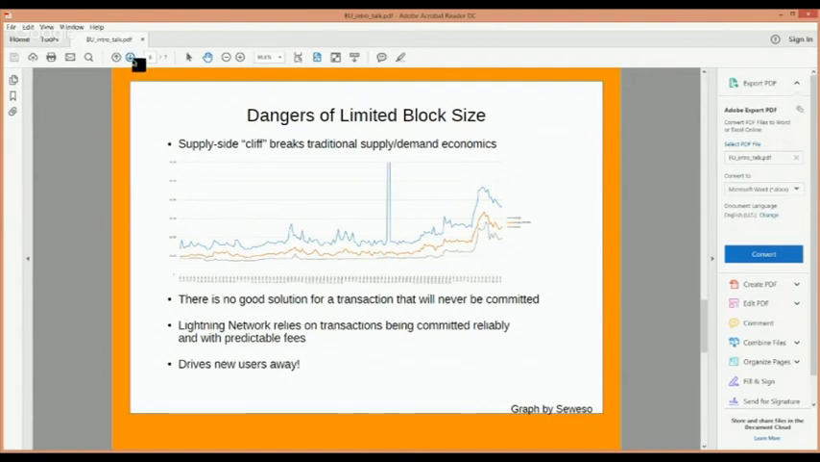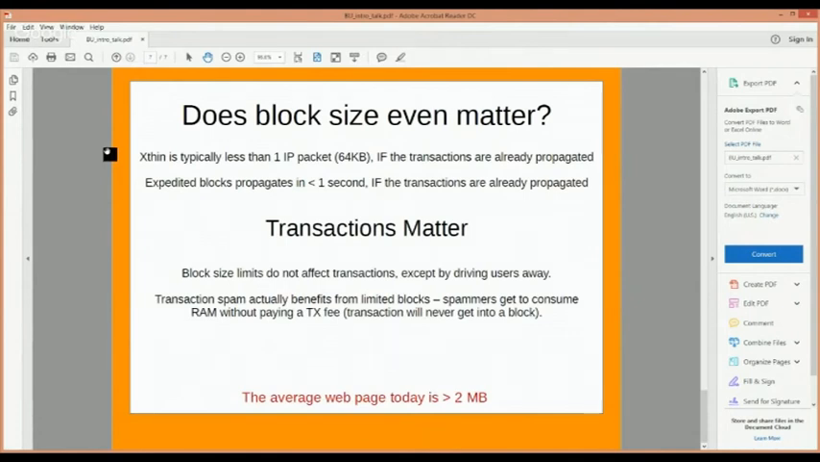And finally, I thought I'd leave you guys with a thought: does block size even matter? Well, with Xthin Blocks, it's actually less than one IP packet, right? Much less than 64 kilobytes. So sending a single packet through the network is like nothing, right? If the transactions are already propagated. And as you saw in that other graph, expedited blocks propagate in less than 1 second if the transactions are already propagated. So block size doesn't even matter anymore. What matters is transactions and the number of transactions in the network.